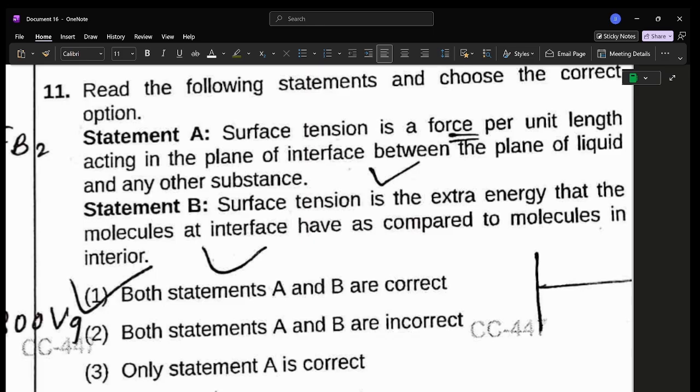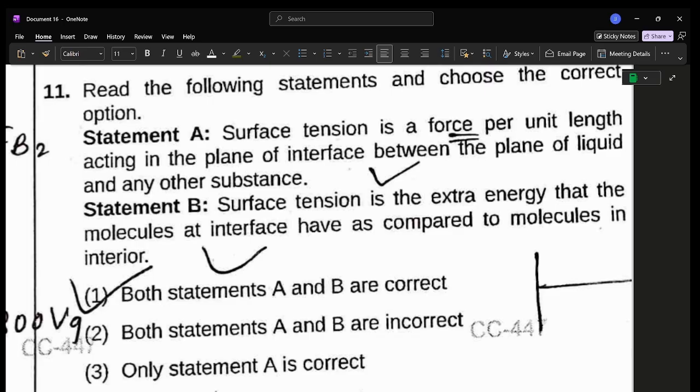Otherwise, I keep forgetting the surface energy, surface tension formula. I think I'm going to say that. Statement B tells surface tension is the extra energy that the molecules at the interface have as compared to molecules in the interior. I think this is the first thing that my teacher had taught when he started with the surface tension topic.